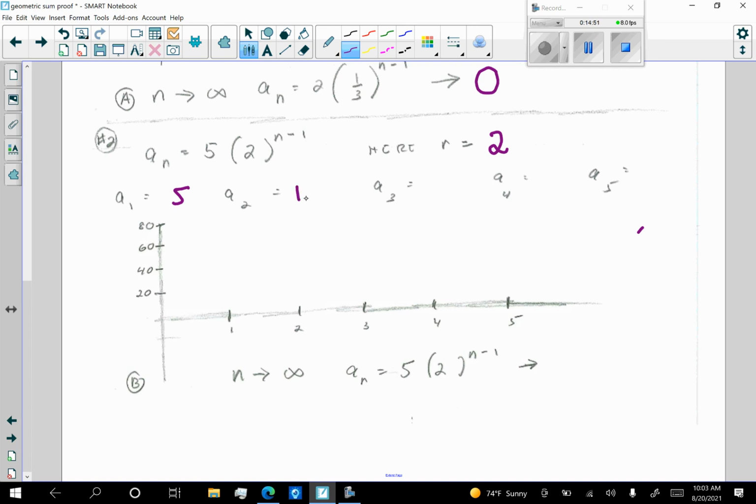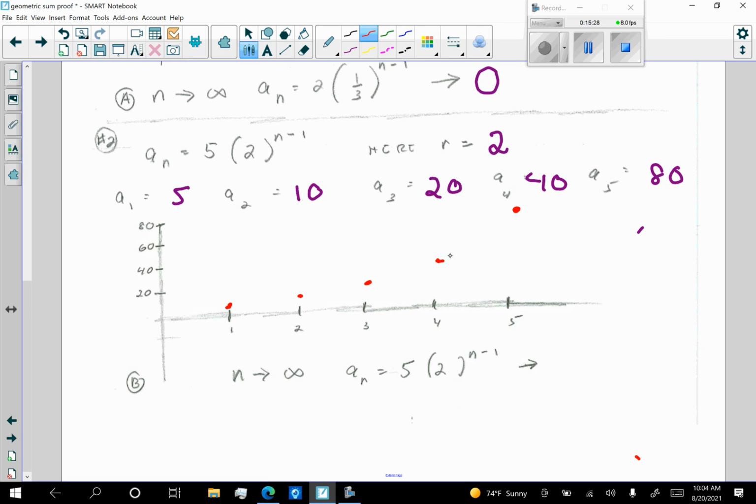And now all 10, 20, 40, 80. Those 5 terms should be very straightforward. I'm going to plot those fairly quick. Here we go. 1 is going to be 5. 2 is going to jump up to 10. 3 jumps all the way up to 20. Certainly out of scale here. 4 jumps up to 40. And then 5 jumps all the way up to 80.